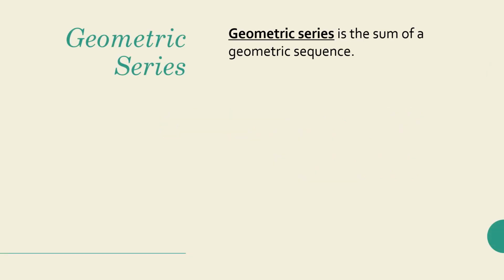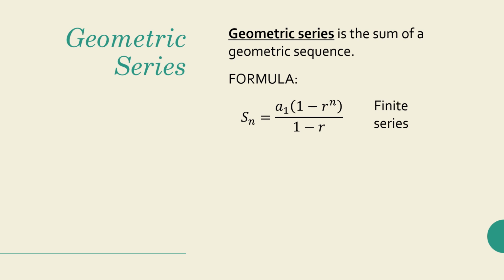Here, geometric series is the sum of the geometric sequence. And here are the formulas that we need to remember. The first formula is S sub n is equal to a sub 1 times 1 minus r raised to n over 1 minus r. This is used only for the finite series. And remember that the value of r should not be equal to 1, because if you replace the value of r with 1, then everything here is undefined.